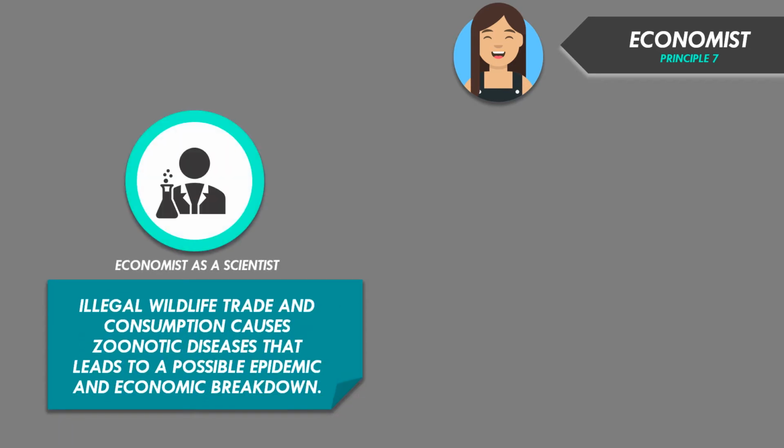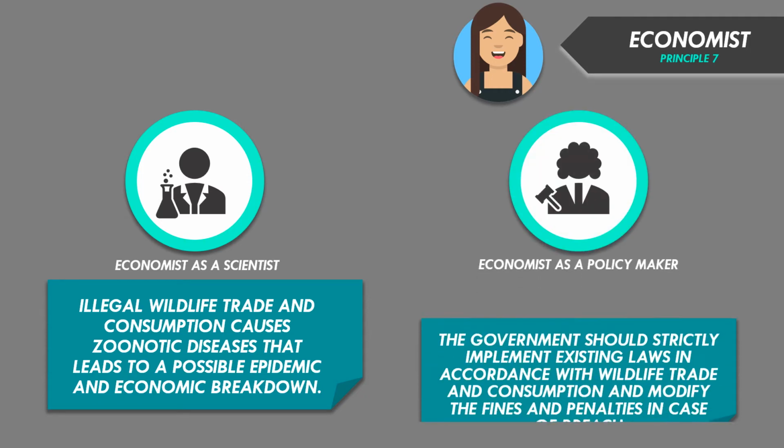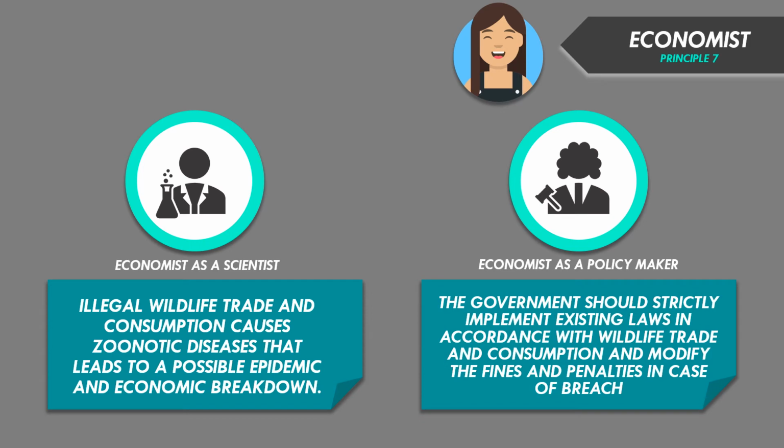Now, after knowing about this example, let us know the different approaches of an economic scientist and an economic policymaker in terms of this situation. An economic scientist will say and think that the illegal wildlife trade and consumption cause zoonotic diseases that lead to a possible epidemic and economic breakdown. On the other hand, the economic policymaker will say that the government should strictly implement existing laws in accordance with this wildlife trade and consumption, and modify the fines and penalties in case of breach.